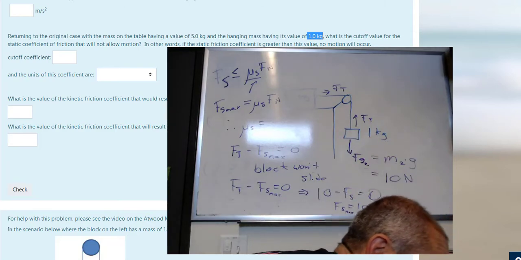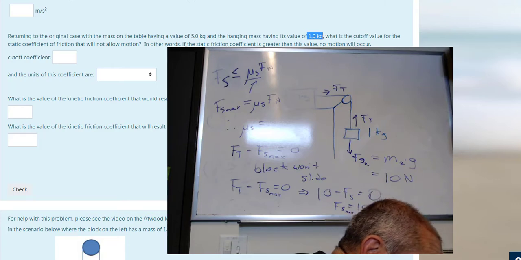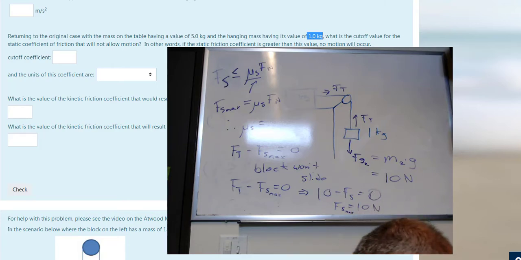The next problem that resulted in some questions is, what is the value of kinetic friction coefficient that would result in a constant velocity of the block once it has started to slide?